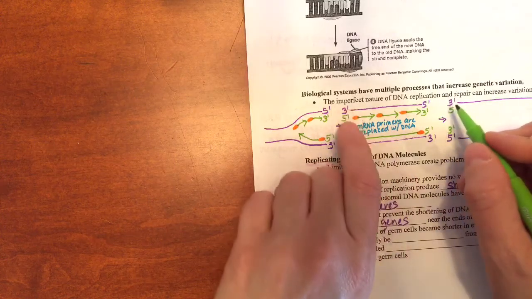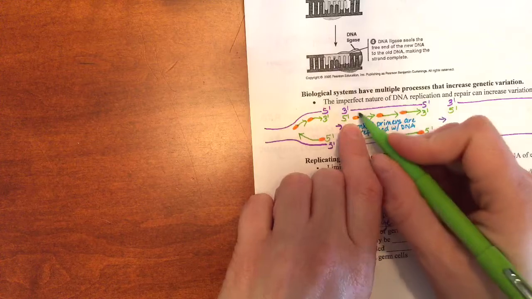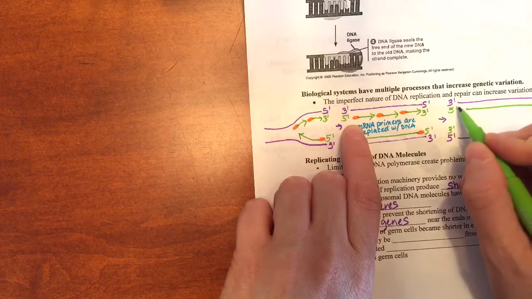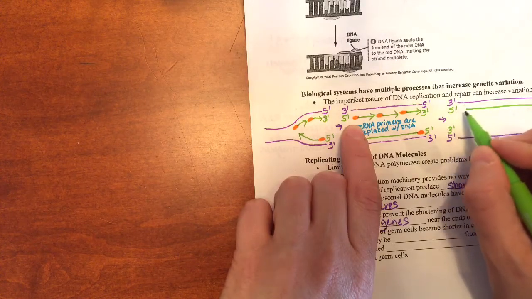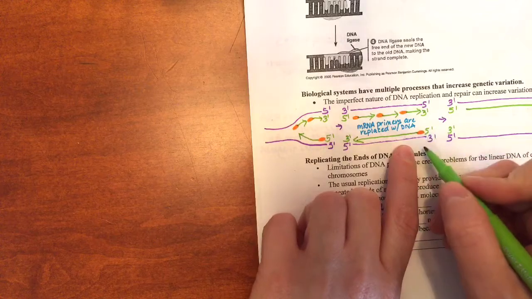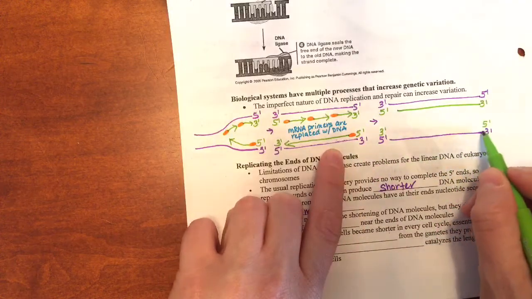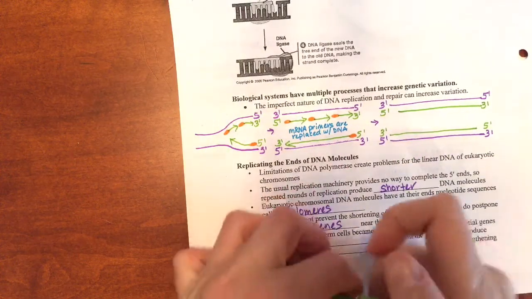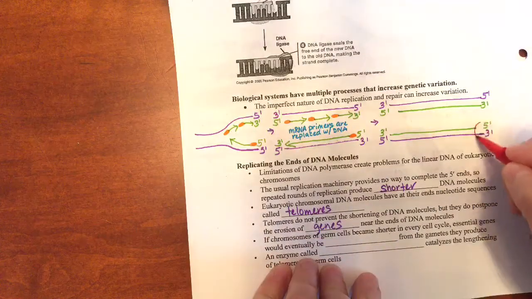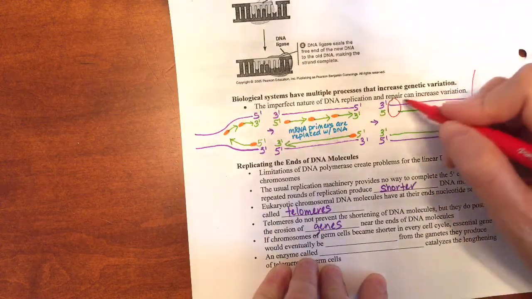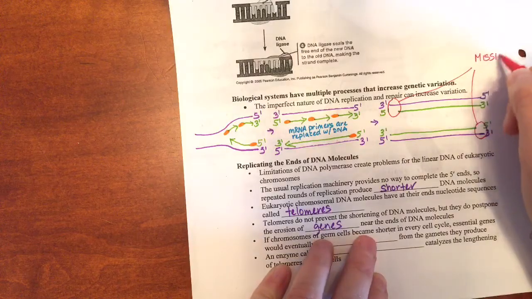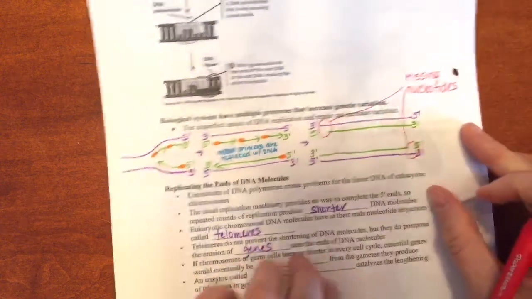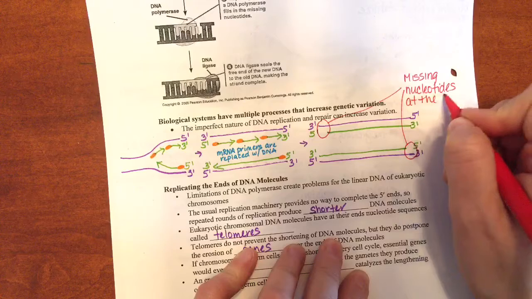So wherever that orange at the end was, that primer, it disappears. We take it off, but DNA polymerase can't replace it. So therefore, this looks like this, where this part's not replaced. The end here isn't replaced. And this one, we take the primer off, but we can't replace it, so it starts this way. So therefore, right here and right here, we have missing nucleotides at the 5 prime ends.